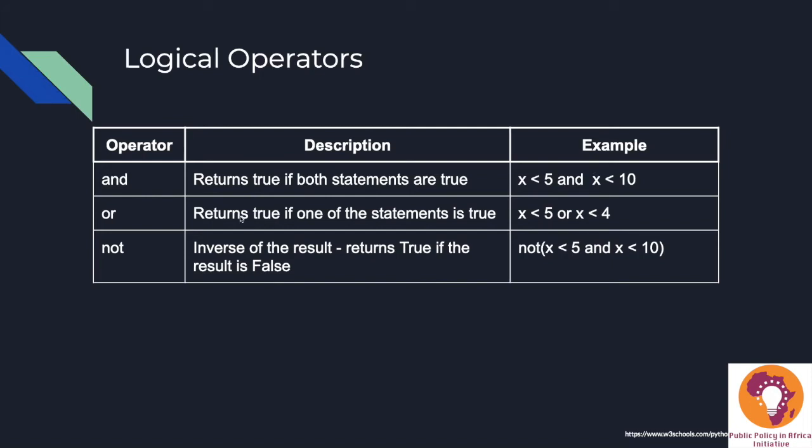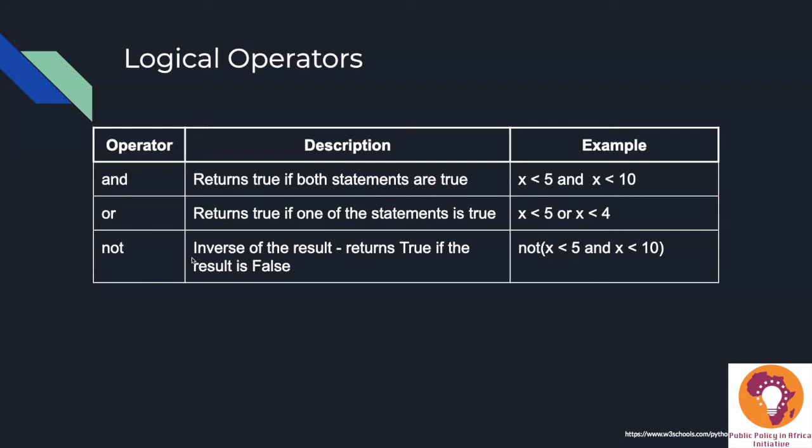Then we have OR, which returns true if one of the statements is true. So as long as one of these is true, it'll evaluate to true. Say X is 4 again. In this case, this evaluates to true because 4 is less than 5. 4 is not less than 4. Remember, this is not less than or equal to. So X less than 4 would evaluate to false. But since one of them is true, this whole Boolean expression evaluates to true. So you can chain together Boolean expressions with the and, or, and not operators.